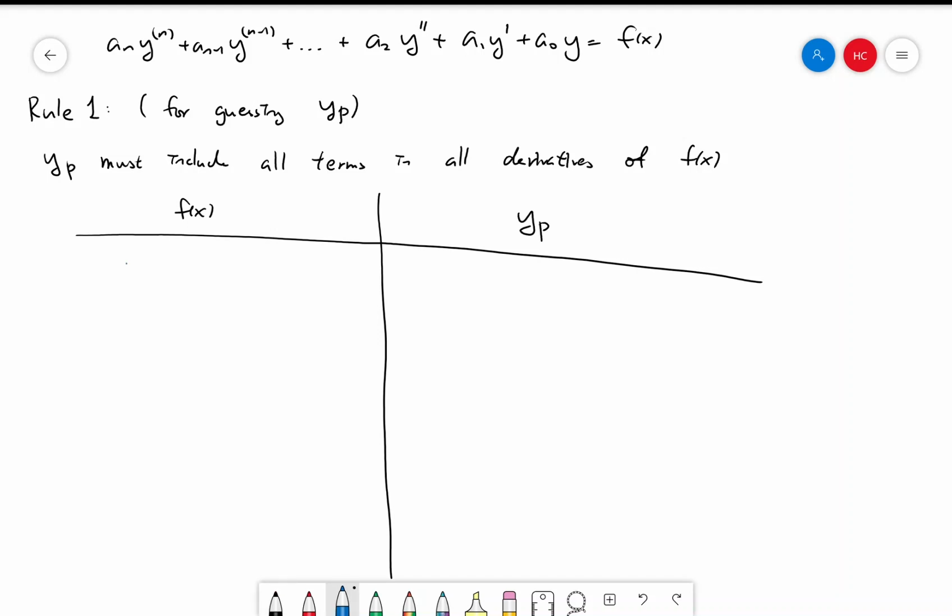If your f of x is a polynomial of degree 3, then the derivative of a polynomial of degree 3 contains terms x cubed, x squared, x, and a constant term. So a correct guess will be ax cubed plus bx squared plus cx plus d. Now if your f of x is, let's say, a trig function, sine of 2x, you have to include not just sine of 2x, but also its derivative. So we also have to include cosine 2x.